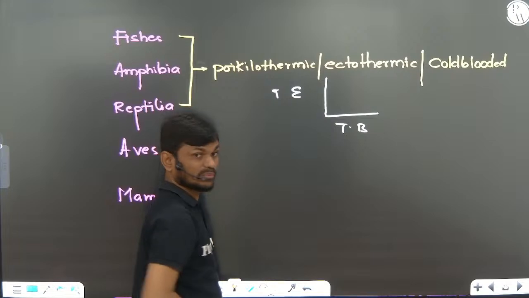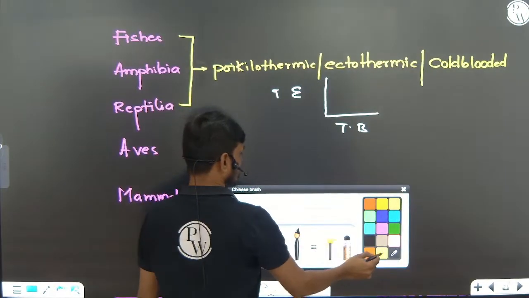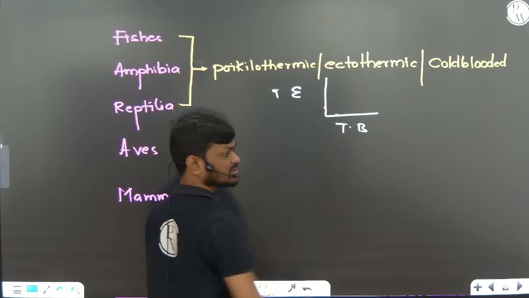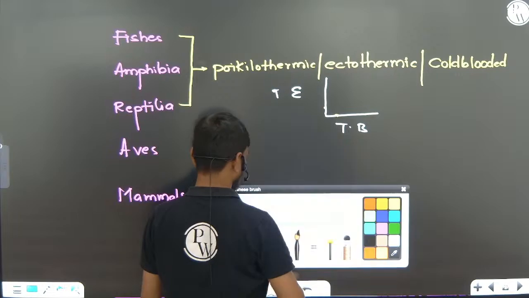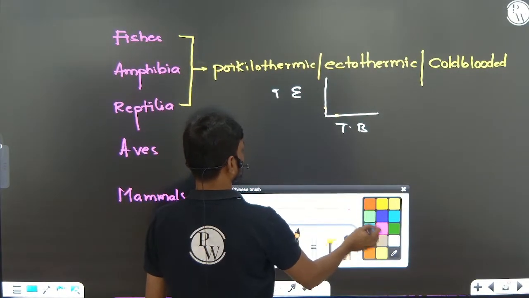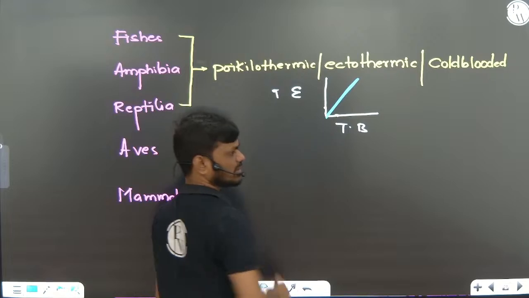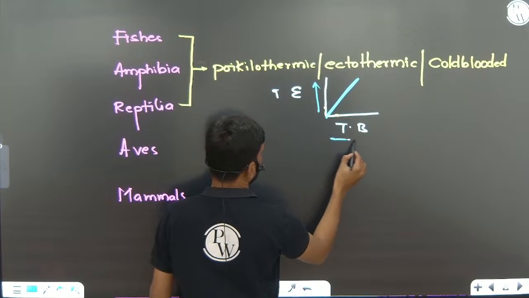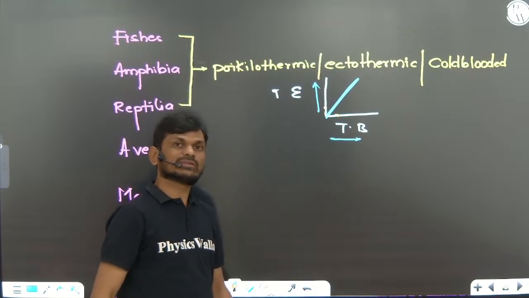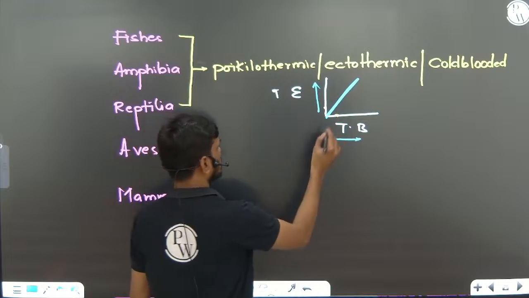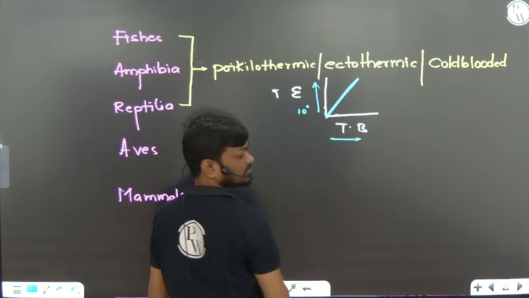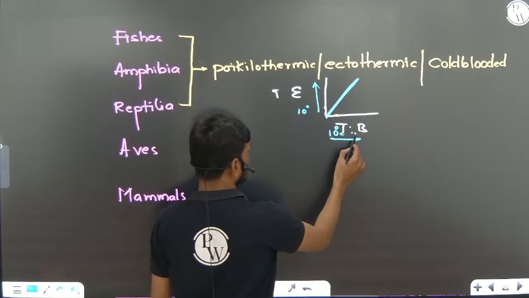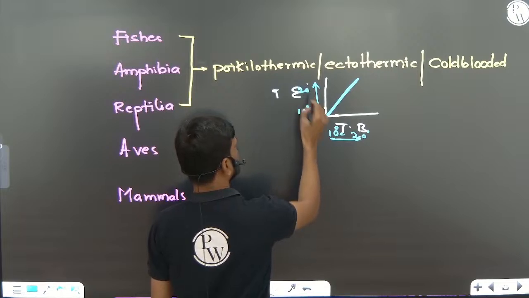Temperature of the environment, temperature of the body. If there are any changes in the temperature of the environment, it also changes the temperature of the body. According to the surrounding environment, these animals change their body temperature. Suppose outside it is 10 degrees centigrade, it will also change to 10 degrees centigrade inside the body. At 20 degrees centigrade, again it will change to 20 degrees centigrade.